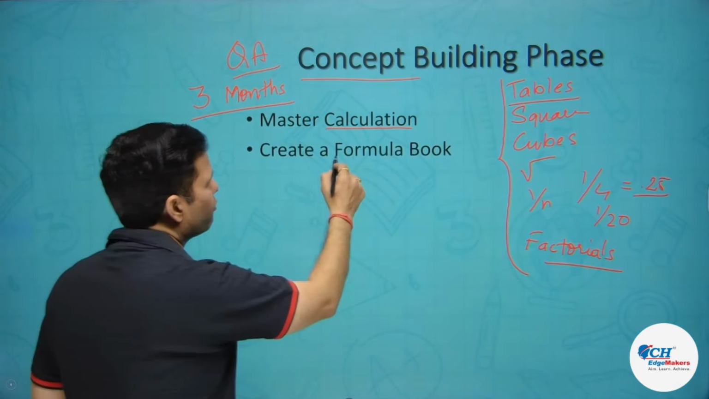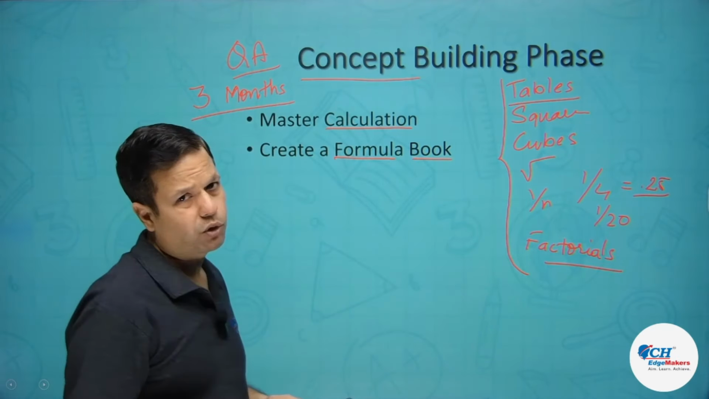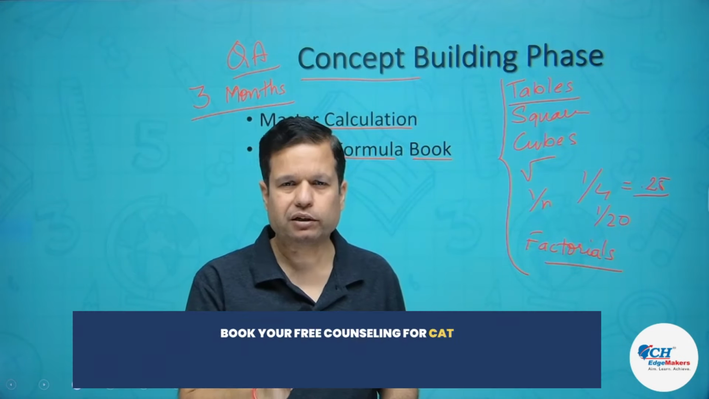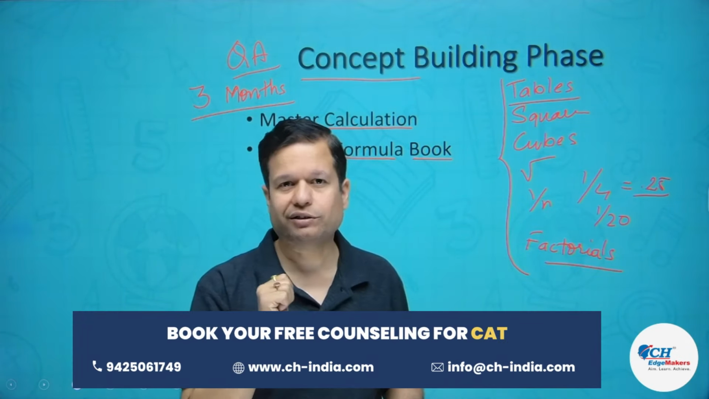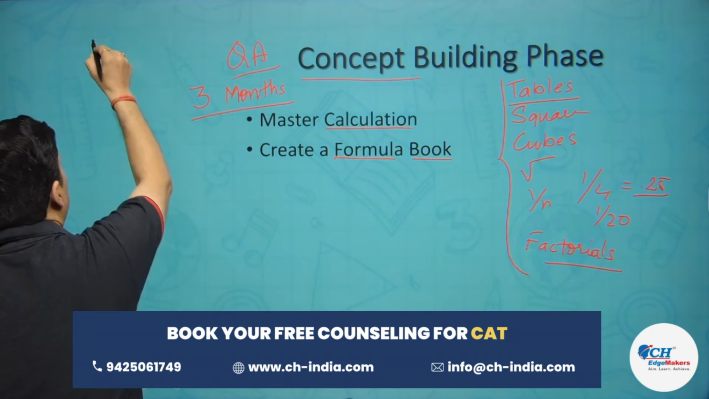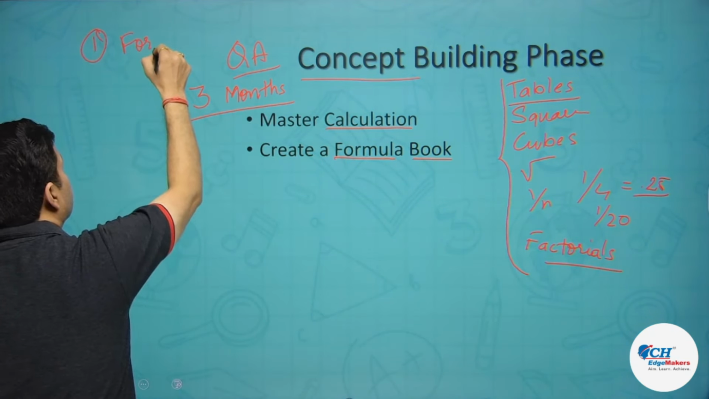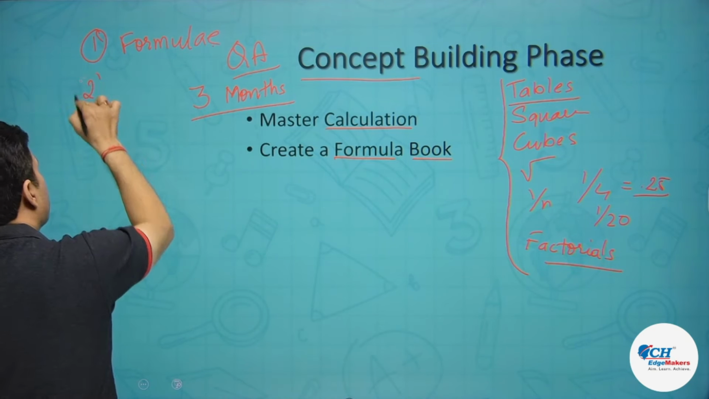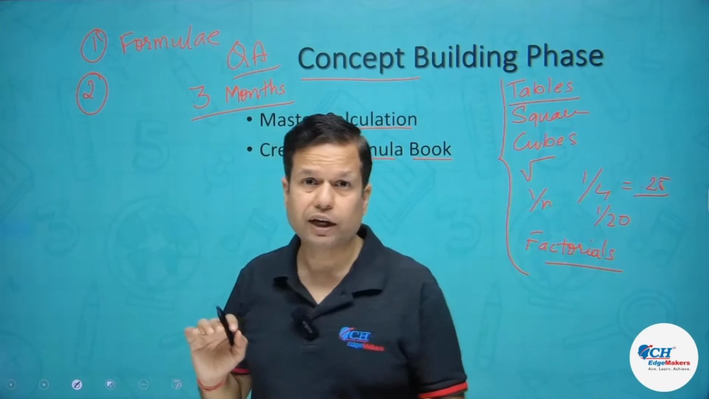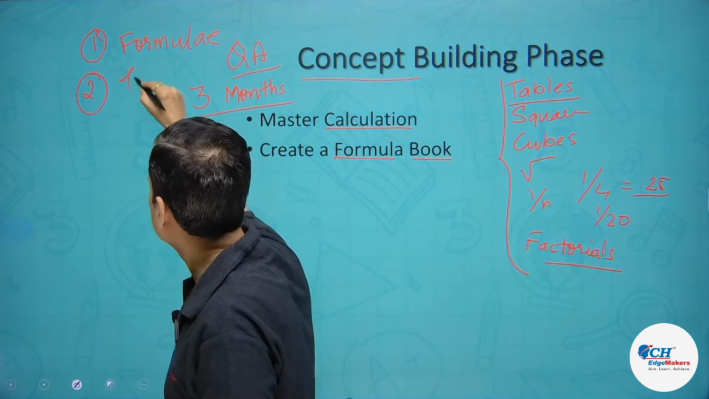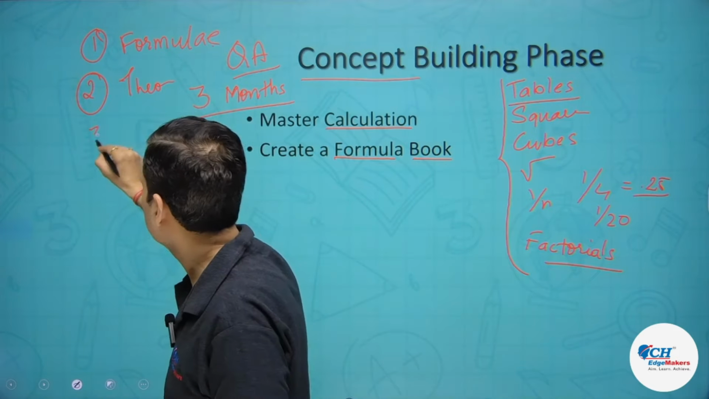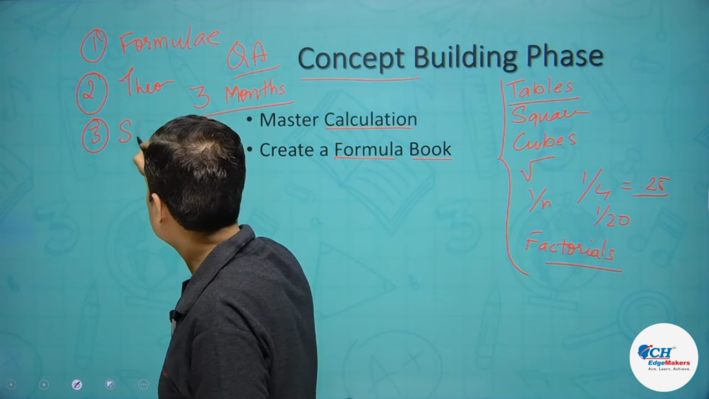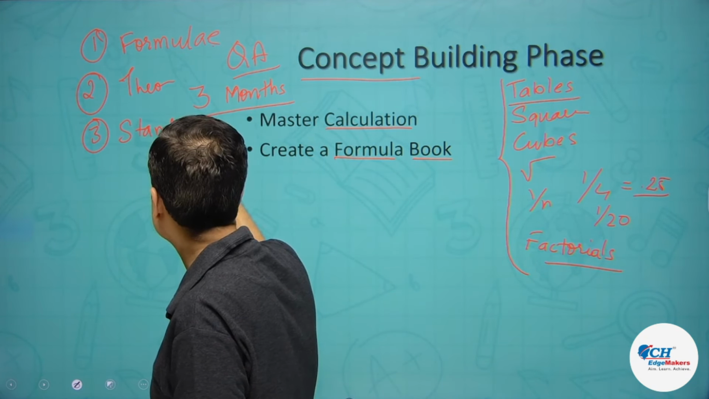Second, you should create a formula book or a scrapbook. What's a formula book? Take a copy or a diary. Whenever you do a chapter, make it a point to write all the formulas. I repeat, first you write all the formulas in that copy. So all the formulas will be there, number 1. Number 2, let's say there are some theorems, so all the theorems should be put there. You should also write some standard questions.